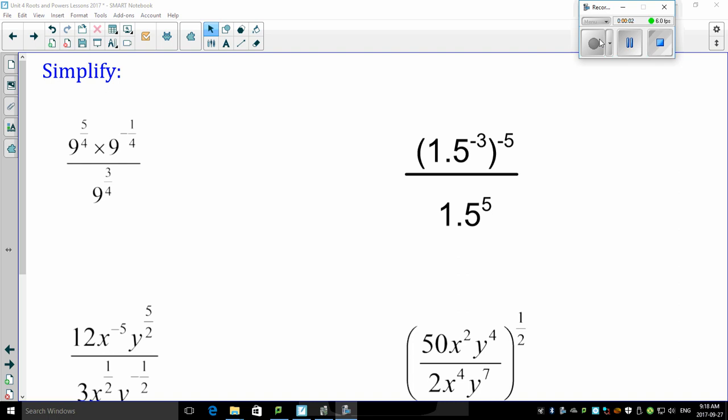Okay, here come the challenging questions. Are you ready? Here we go. Let's look at the first one. Again, this is multiplication. Notice that all the bases are the same, so that's great.